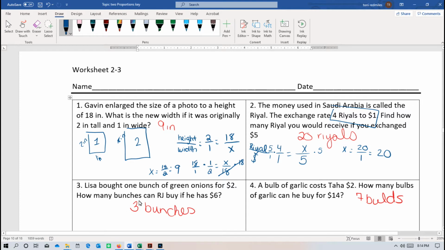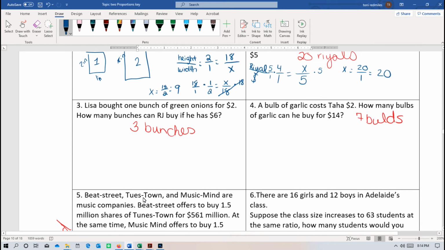Lisa bought 1 bunch of green onions for $2. How many bunches can RJ buy for $6? So let's put our money on the bottom. It's green onions versus money. Okay. All right. So we know we can buy 1 bunch of green onions for $2. How many can I buy for $6? And I don't know the bunches. That's what I'm trying to solve.